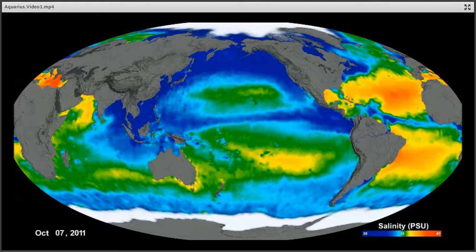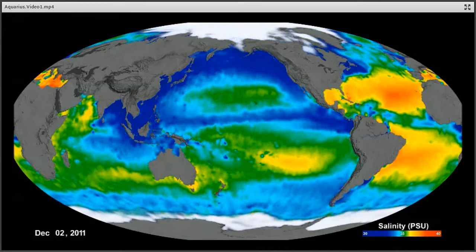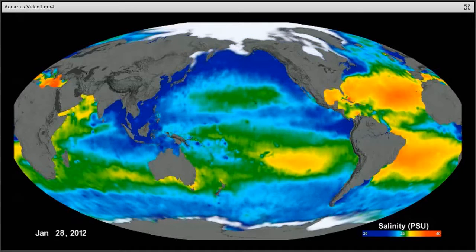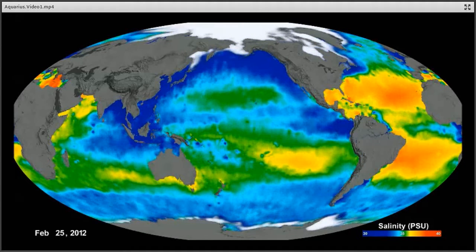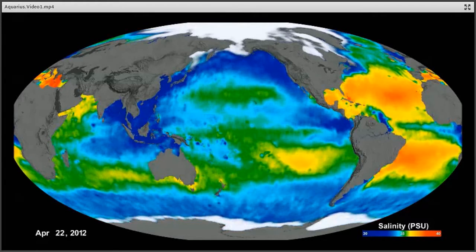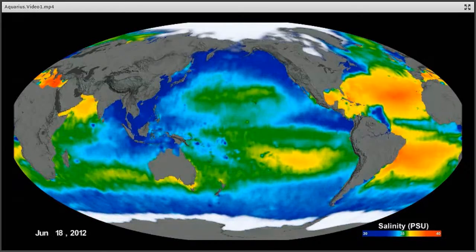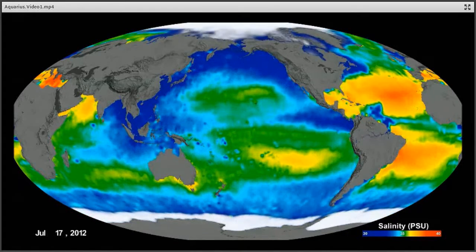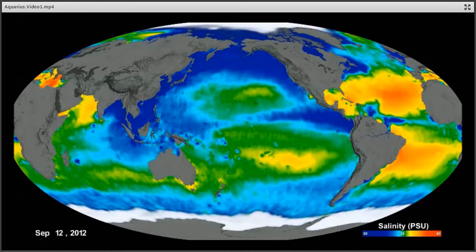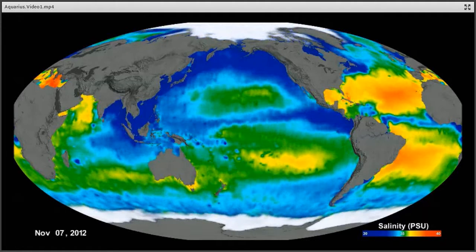Aquarius was launched in June of 2011, and the data begin in August of 2011. And by June of 2015, the mission ended due to a power failure. And this animation shows the salinity pattern captured by Aquarius from August of 2011 to June of 2015. Now, just to point out some features of salinity as seen from the Aquarius measurements.